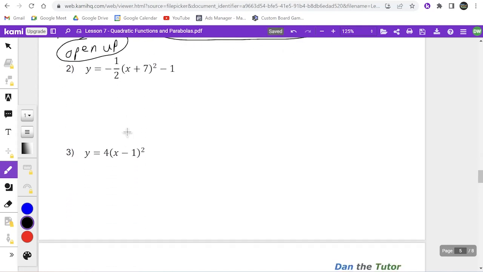Now for the next one, number 2. Y equals negative 1/2 times (x plus 7) squared minus 1. First thing I'm going to say is that's negative out in front. So that means it's going to open downward.